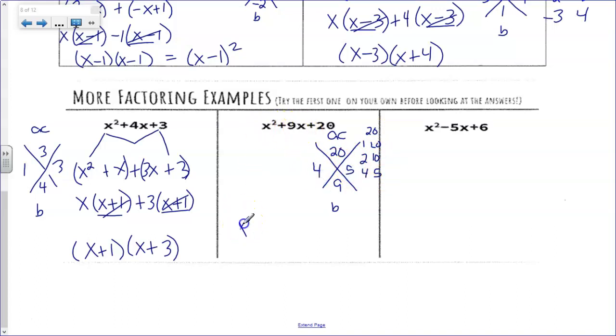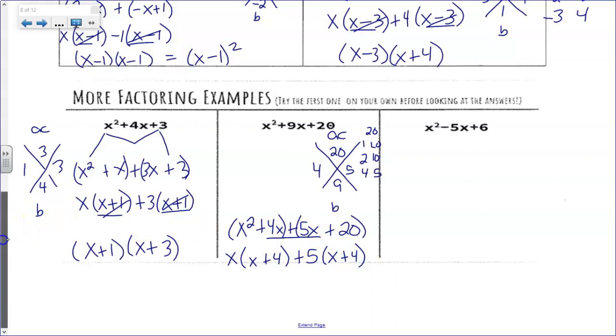All right, so I'm going to bring down my first term. The 4x plus 5x, these two here, replace my b, and then bring down my last term. All right, so we're going to group, and then take out an x, and that's going to be x plus 4. Take out a 5, and that's going to be x plus 4. Underline, underline. We get x plus 4. That's what's in common. And then we get x plus 5 left over.